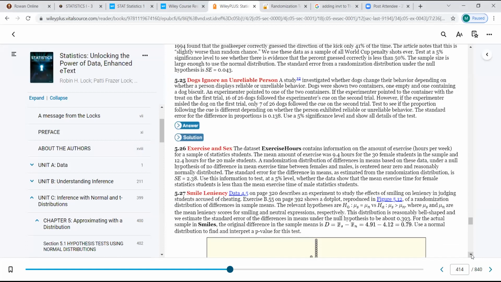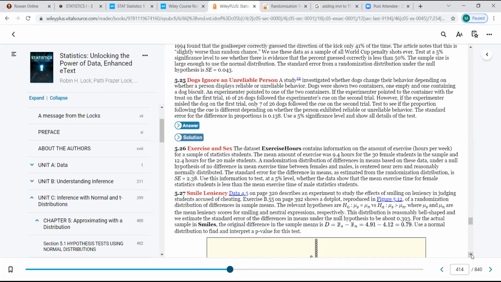5.25 says dogs ignore an unreliable person. A study investigated whether dogs change their behavior depending on whether a person displays reliable or unreliable behavior. Dogs were given 2 containers, one empty and one containing a dog biscuit. Experimenter pointed to one of the 2 containers. If the experimenter pointed to the container with a treat on the first trial, 16 of the 29 dogs followed the experimenter's cue. All right. However, if the experimenter misled the dog on the first trial, only 7 of the dogs followed the cue on the second trial. Right.